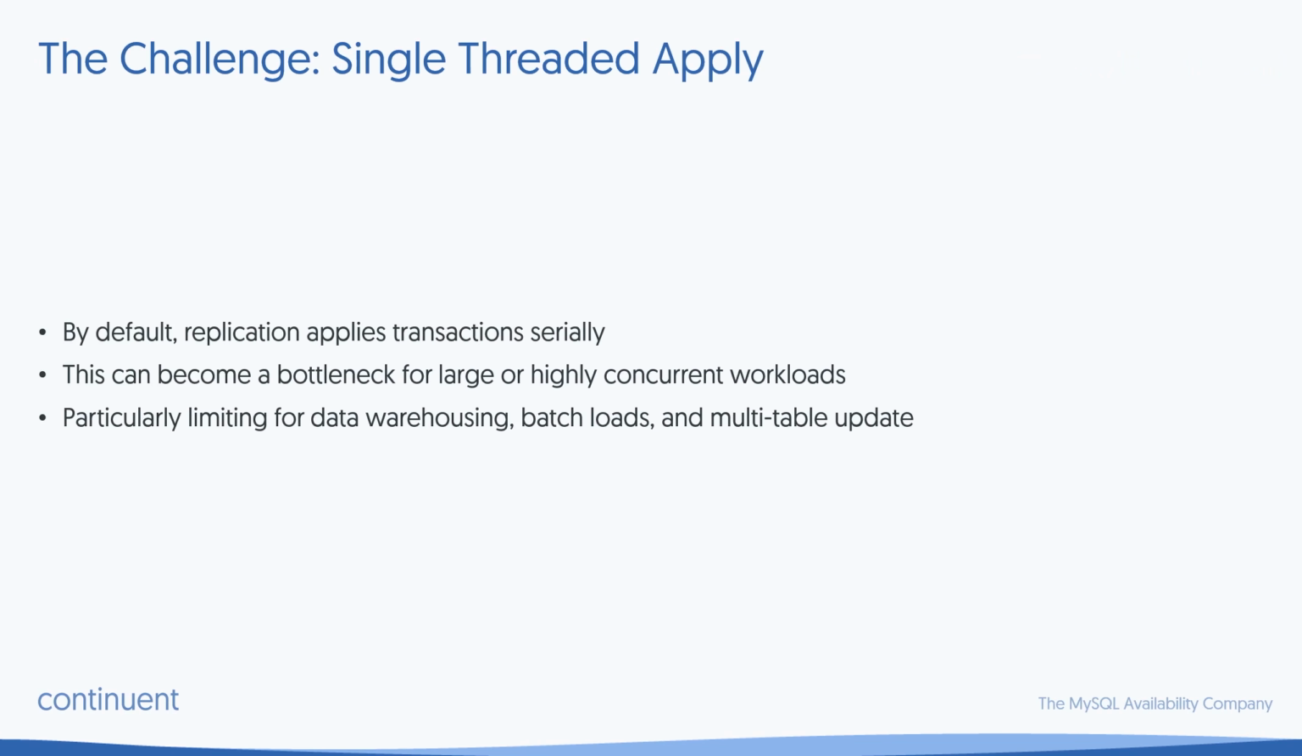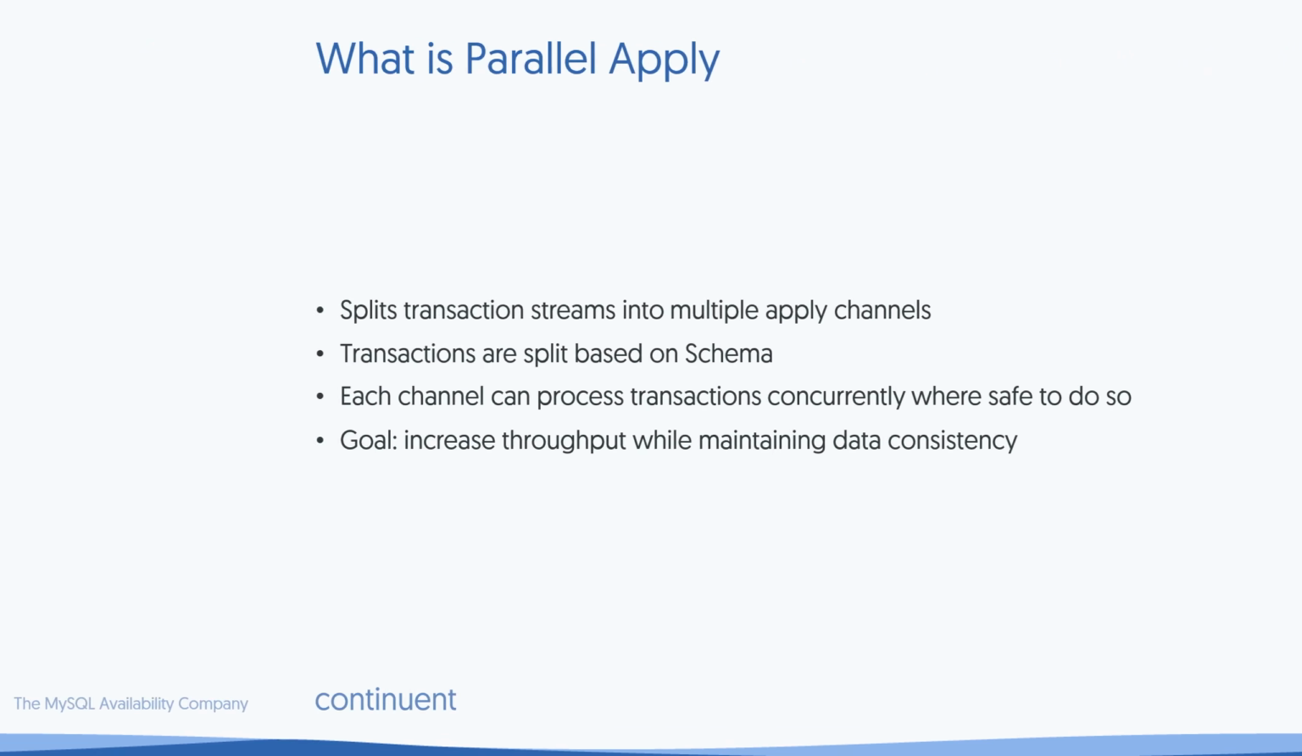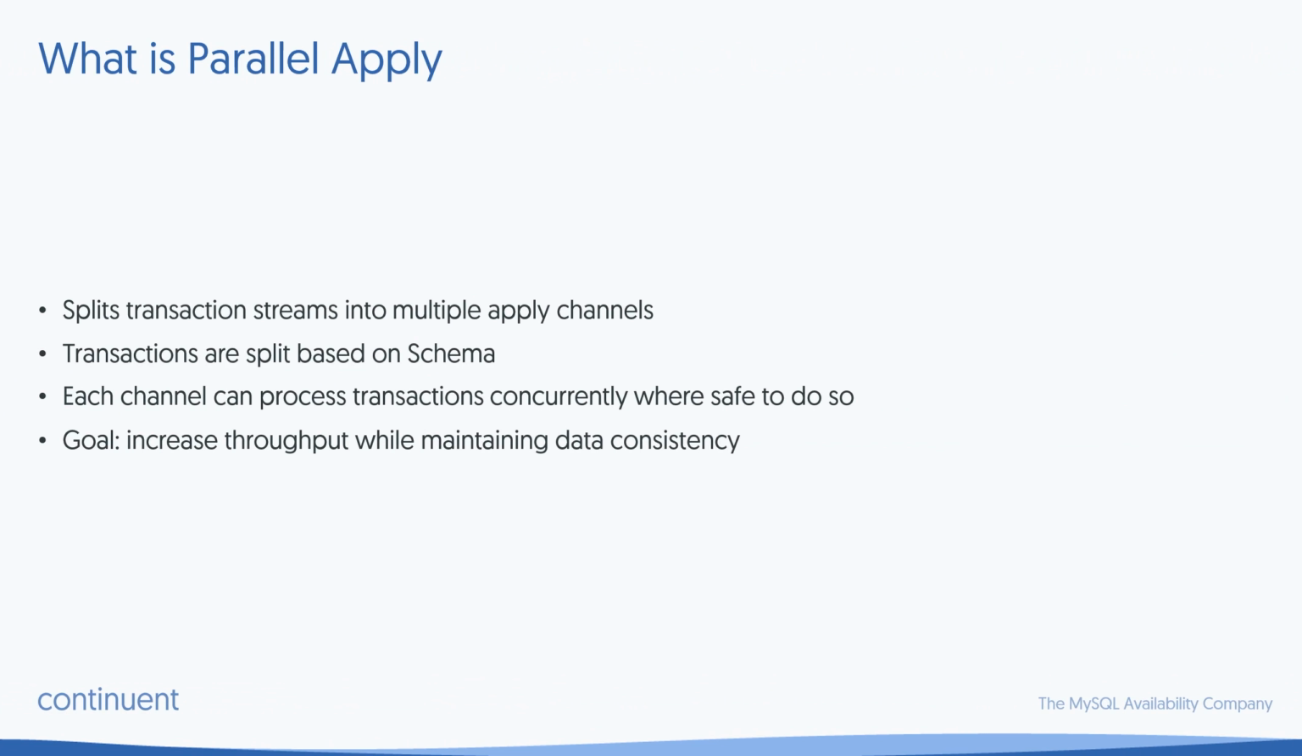So what is the challenge? Well, in a standard configuration, the replicator applies transactions sequentially, one after another, in a single thread. That's fine for moderate workloads, but when you're moving millions of rows per hour or replaying large updates, it quickly becomes a bottleneck. The apply stage, rather than extraction or network transfer, often becomes the limiting factor in total replication throughput. Parallel apply is an important technique for achieving high-speed replication and curing replica lag.